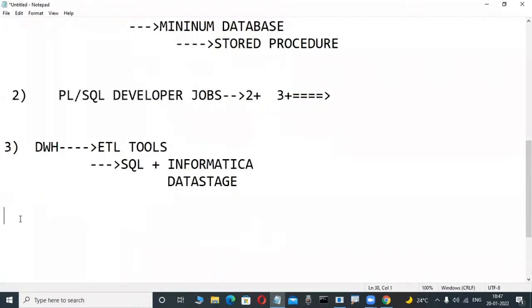Again, yes, business analysts are there. That is a reporting programmer. They are learning reporting tools only, an easy way to get jobs. So many reporting tools are there worldwide.